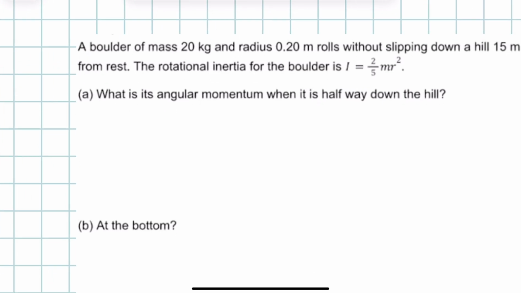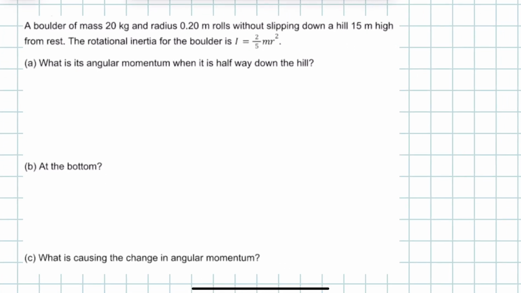Now let's do an example problem. Let's say we have a boulder of 20 kilograms and radius of 0.20 meters that rolls without slipping down a hill 15 meters high from rest. The rotational inertia for the boulder is I equals 2/5 mr squared. Now first we're asked, what is the angular momentum halfway down the hill? So how do you start out with this?